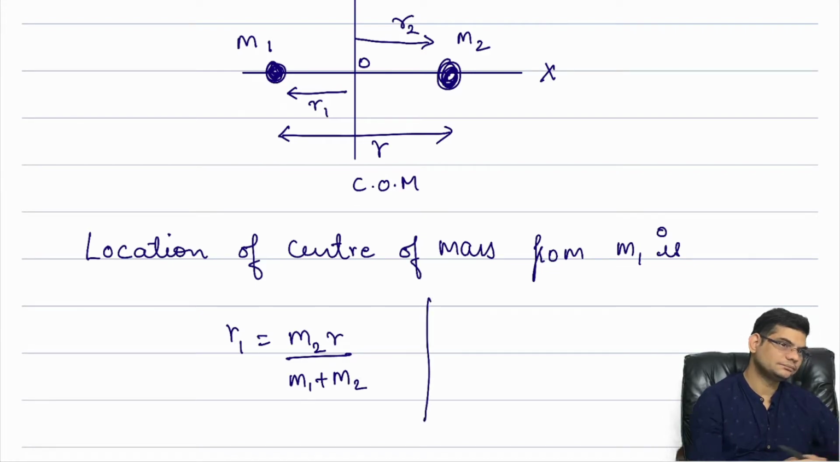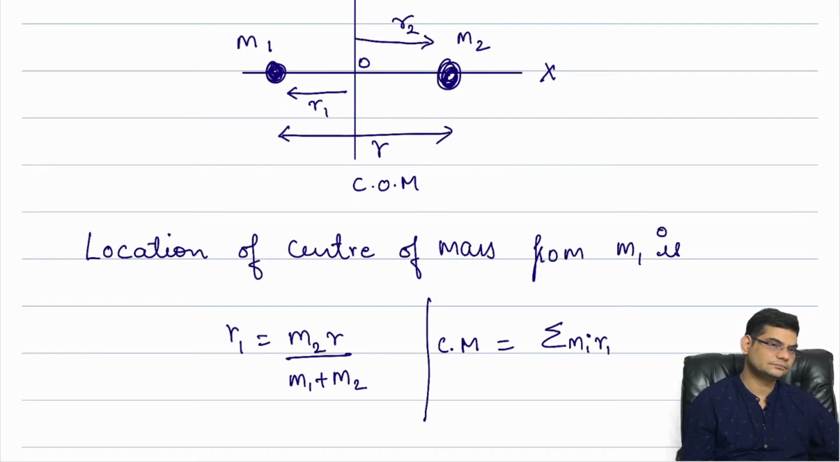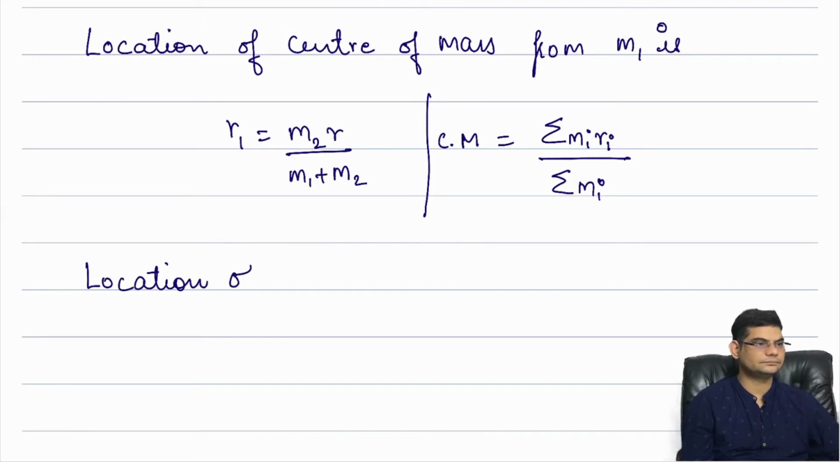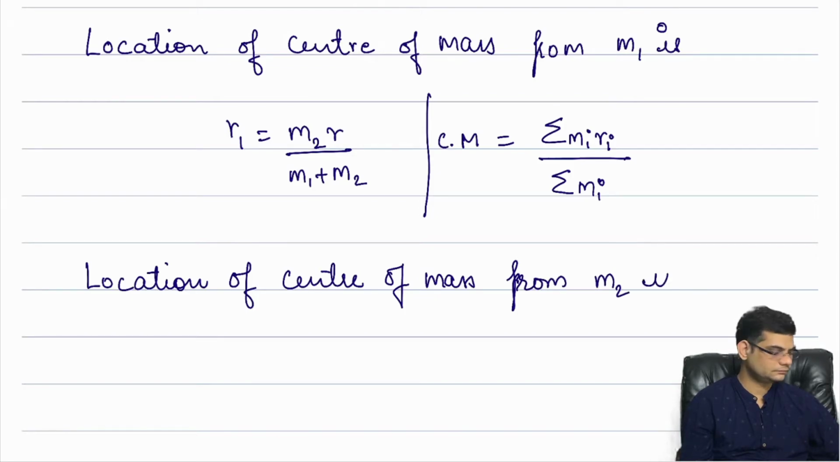Because by definition, the center of mass is equal to summation of mi ri divided by the total mass, that is summation of mi. Now by using the same formula, the location of the center of mass from m2 is r2 equals m1r divided by m1 plus m2.